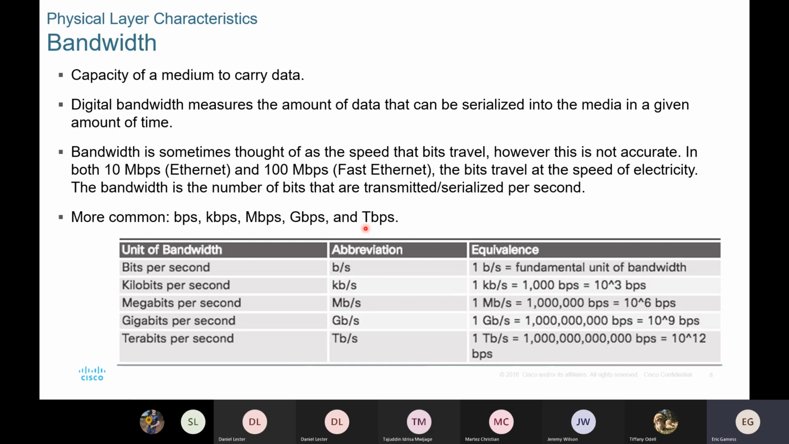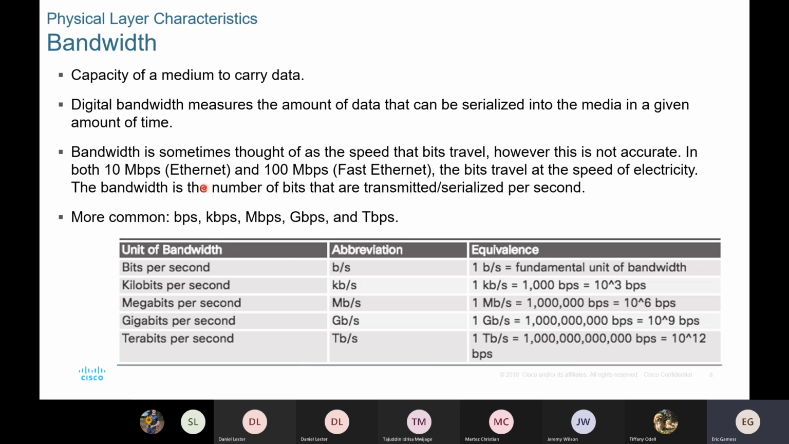So what will be the speed of the signal? The speed of the signal, for example, in a UTP cable is close to the speed of the light. It's like 80% of the speed of the light. So it's very, very fast. But it's not the same thing, the speed of the signal into the medium, that the bandwidth. It's two different concepts.